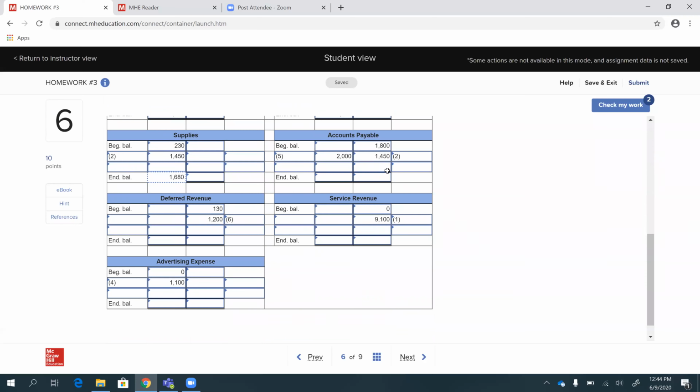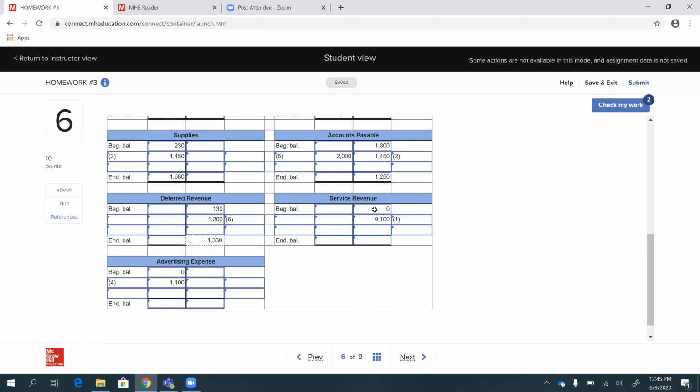Accounts payable, we have two credits, $1,800 and $1,450. So our total credits are $3,250. We have one debit of $2,000. So subtract your debit from your total credits and you get $1,250. $1,250 is a credit. Remember, it's a liability, so we want to have a credit normal balance. Deferred revenue, we have no debits, so we add our two credits together to get an ending balance of $1,330 on the credit side.